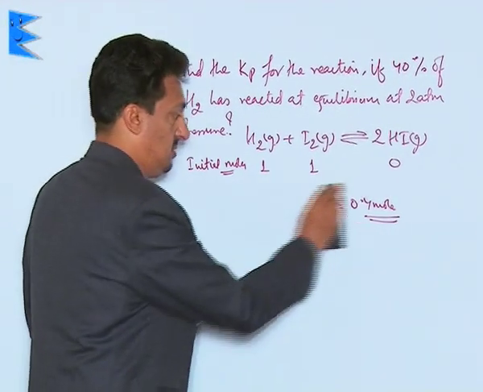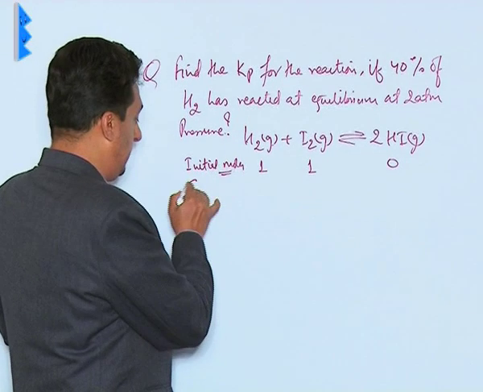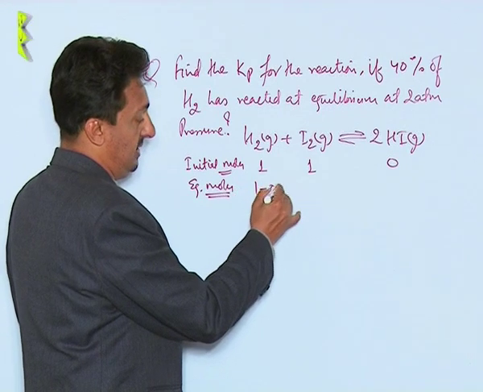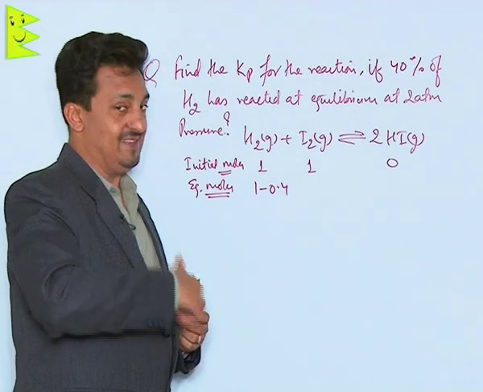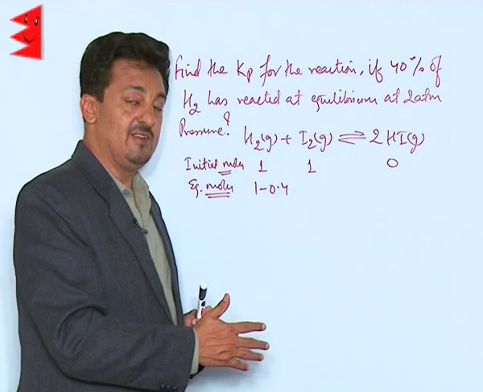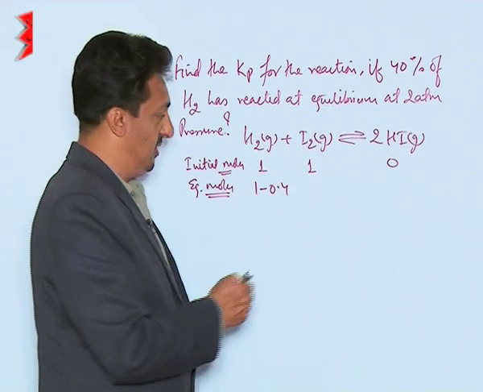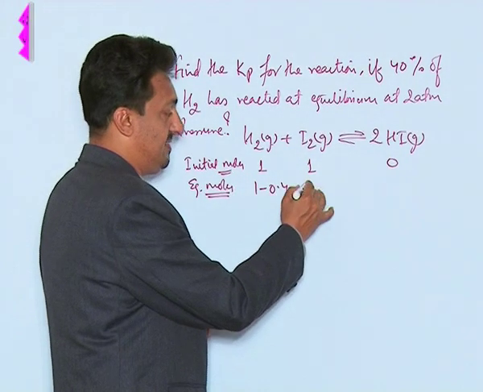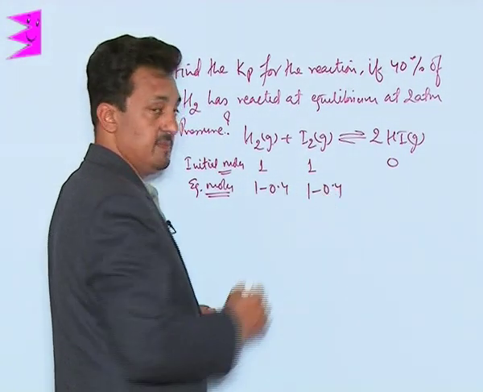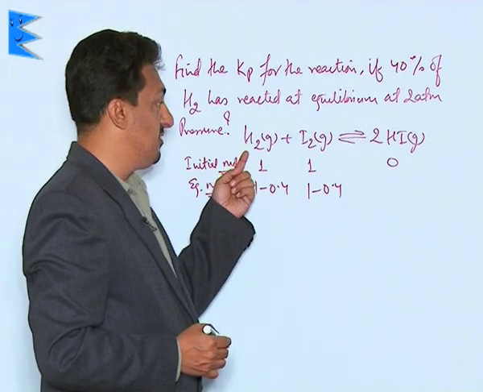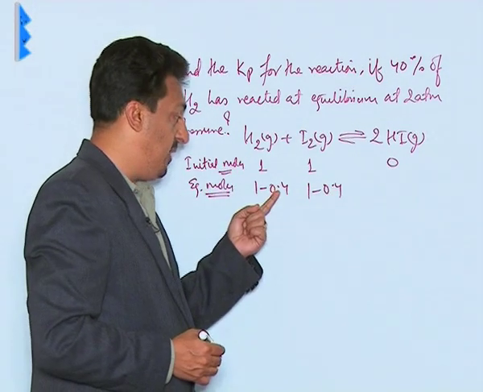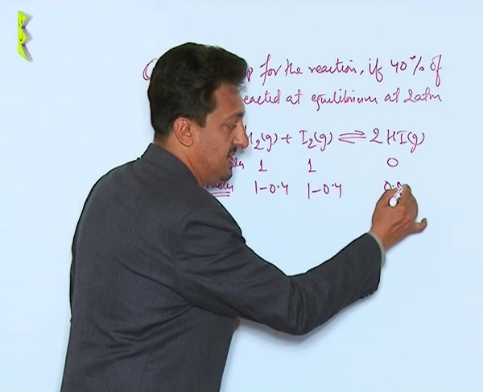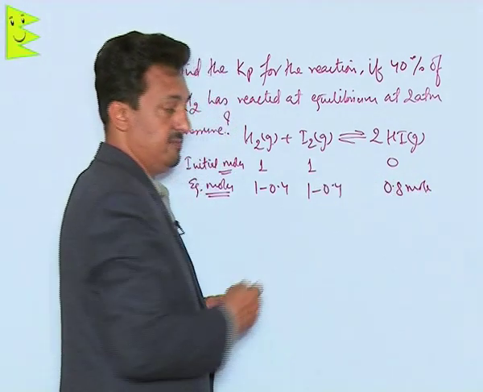So equilibrium moles will be 1 minus 0.4, because 0.4 has reacted. So how much of hydrogen is left? It is 1 minus 0.4. Similarly, 1 mole of this reacts with 1 mole of this. So how many moles of iodine is left? 1 minus 0.4. But we know 1 mole of hydrogen forms 2 moles of HI. So if 0.4 moles has reacted, double of this, that means 0.8 moles of this will be formed.